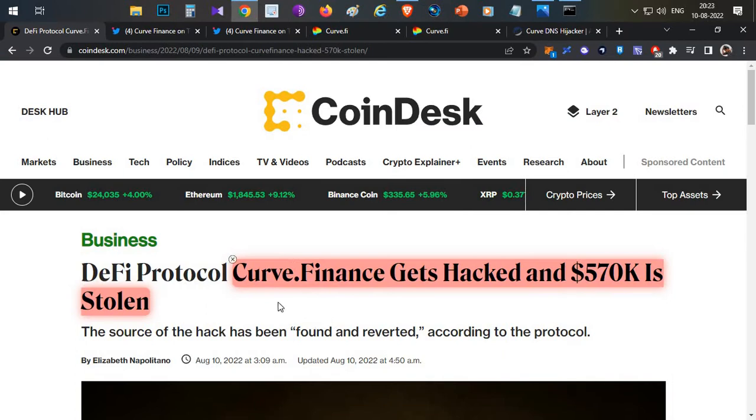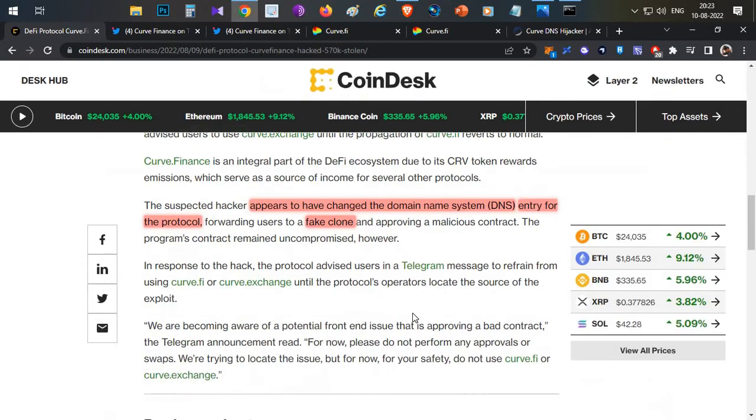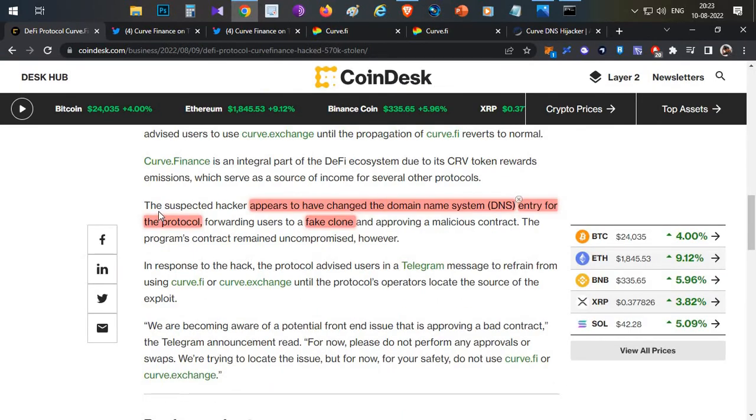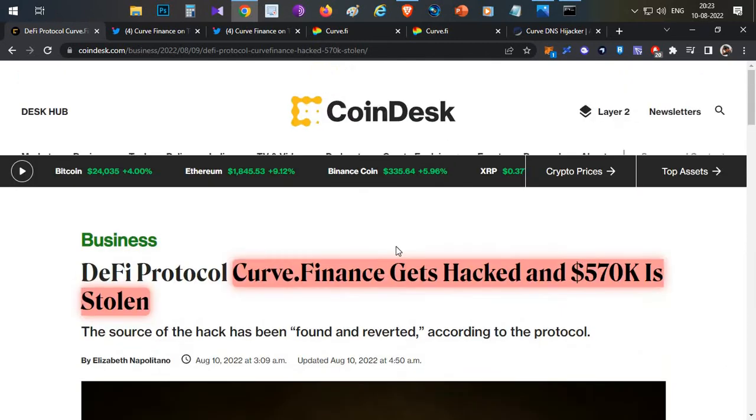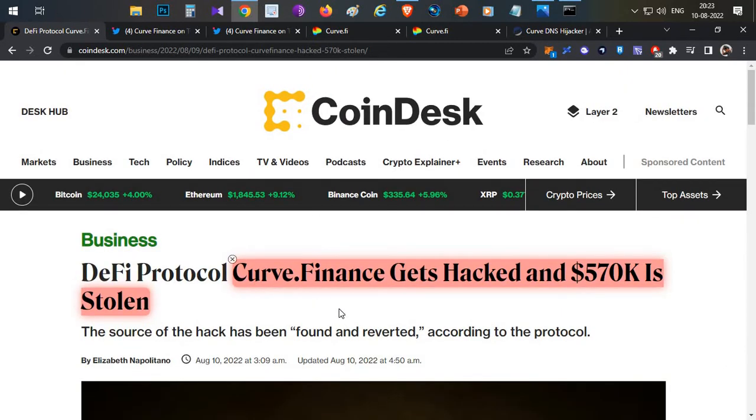So first thing, what exactly has happened? If you see the CoinDesk article, you can see a couple of new terms. Here you can see that the suspected hacker appears to have changed the domain naming system entry for the protocol, forwarding users to a fake clone website. Curve.finance smart contracts were not affected. All those contracts were safe, and all the funds of users were safe, but the users who opened the page and did some approvals at a specific time period have lost money.